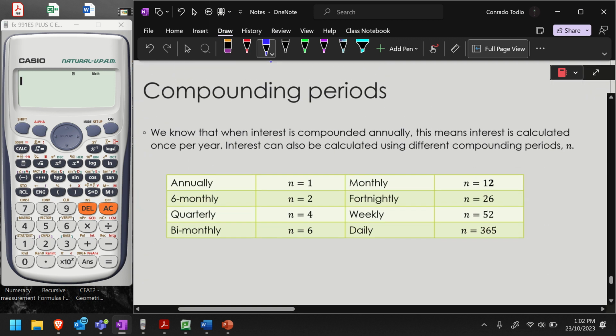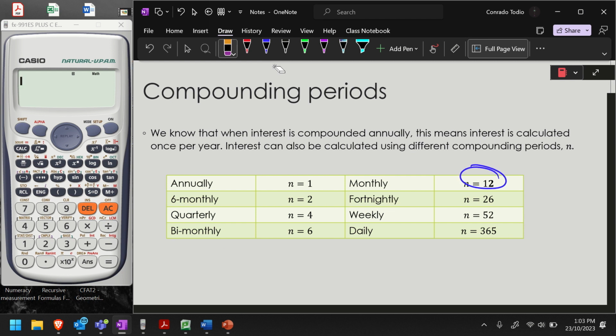When a question asks you for the compounding periods, I've given you the table here already. You can just refer to this when you work with compound periods. When we say annually, it's just once per year. If I say 6 monthly, it just means twice per year. Sometimes they use bi-annually. Some of these words are a bit confusing. Quarterly just means quarters, so there are 4 quarters in a year. Bi-monthly means every 2 months. Monthly, obviously, 12 months in a year. Fortnightly, 26. Weekly, 52. Daily, 365.